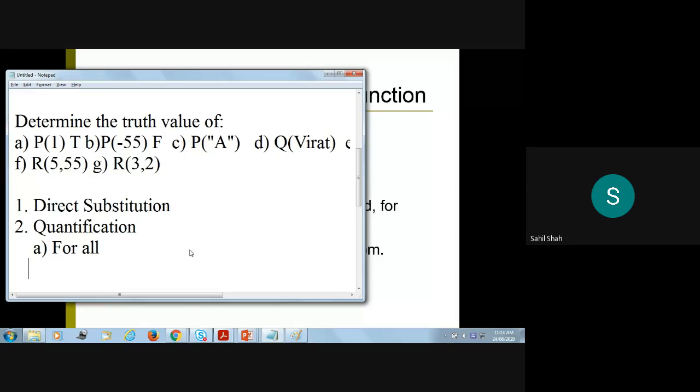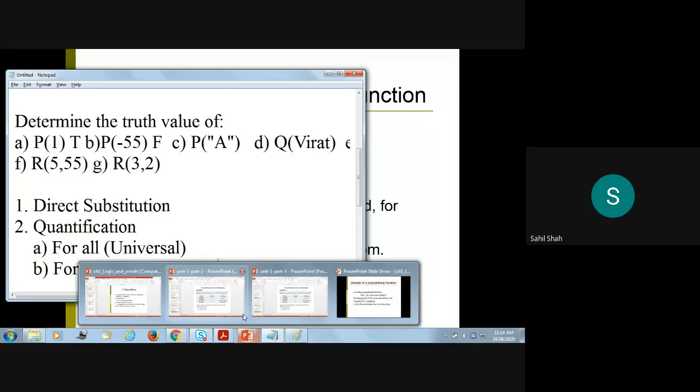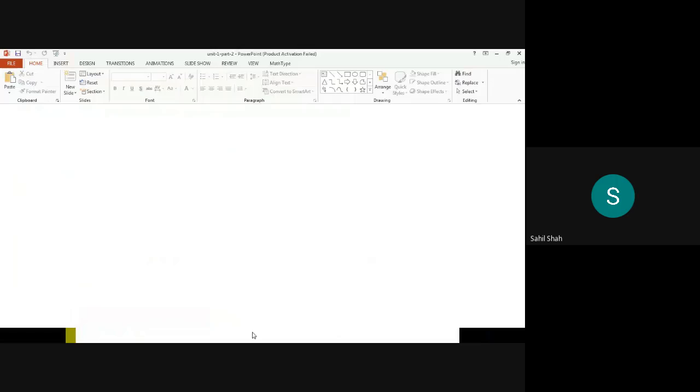So there are two quantifiers. This for all quantifier is known as the universal quantifier, and this quantifier is known as the existential quantifier. Have you learned the for all symbol in your mathematics? For all and there exists symbol. Have you seen the for all symbol and the there exists symbol in mathematics? So that is the notion of quantifiers.